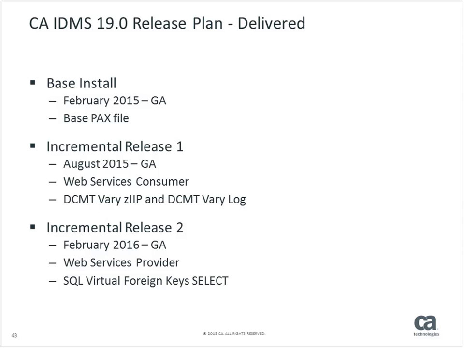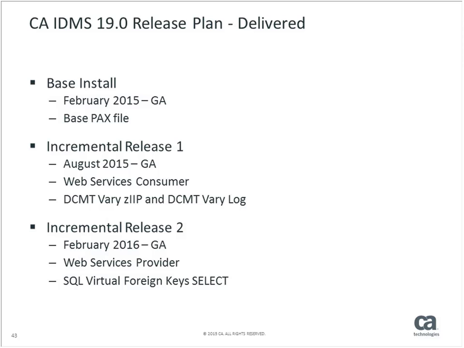Okay, so this is what we've delivered to date. Our base install was delivered just a year ago in February. That was GA, and that consisted of a base PAX file that was pretty much equivalent to IDMS 18.5, except that the copyright dates and version numbers and various things like that had been updated to reflect that this was now release 19.